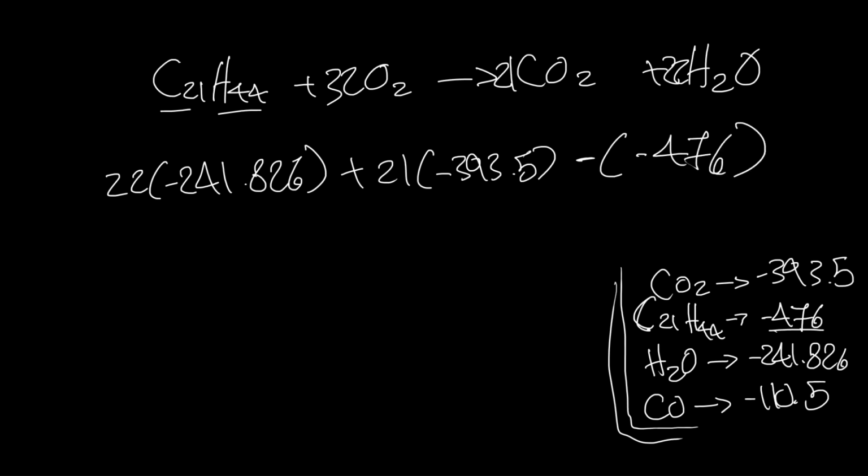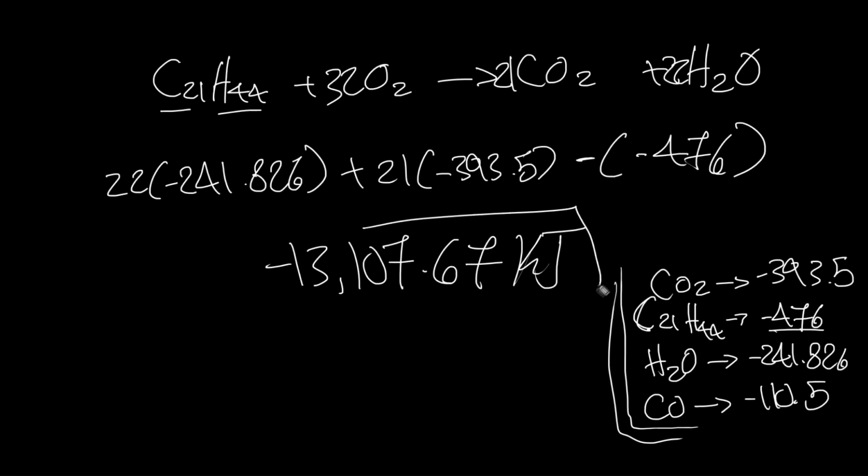If you calculate all that together, you should get negative 13,107.67 kilojoules. So this is the delta H combustion for a complete combustion of the candle that forms CO2 and water vapor.